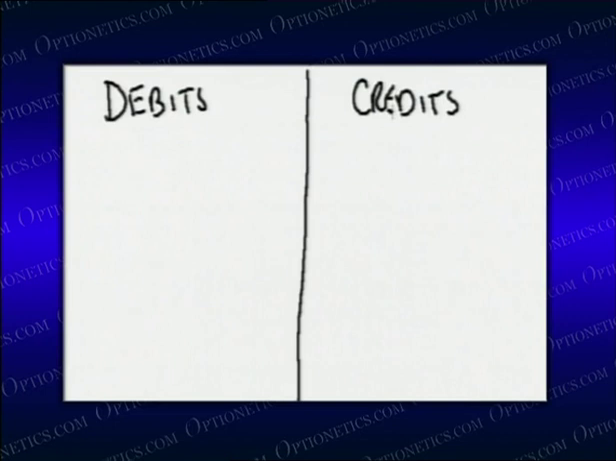So what I'm thinking about is, we'll draw a line down the middle. We'll put debits on the left-hand side. We'll put credits on the right-hand side. And once again, the differences between the two.